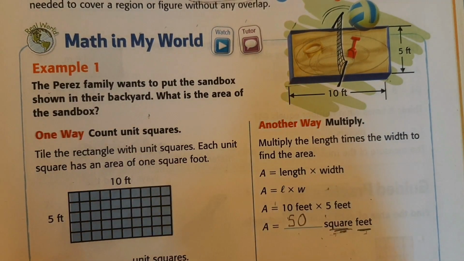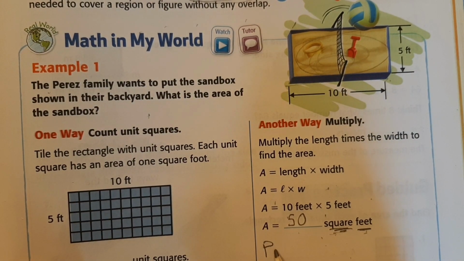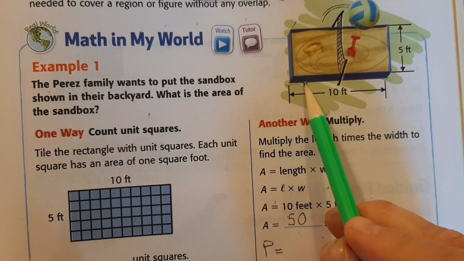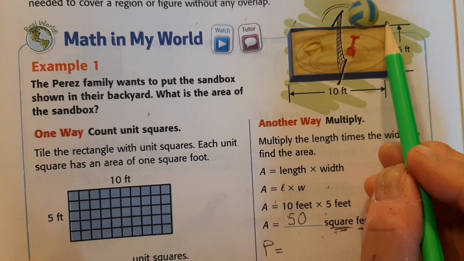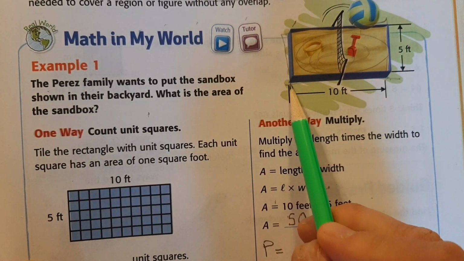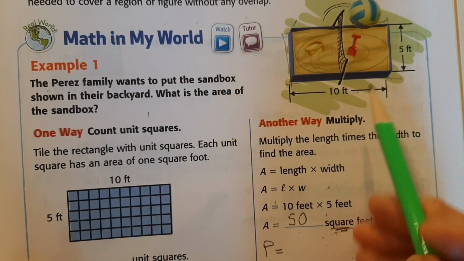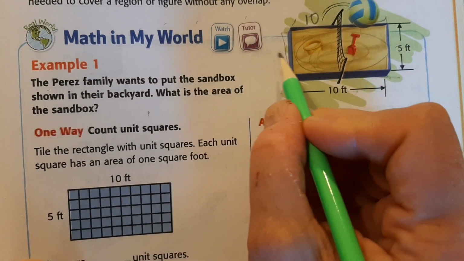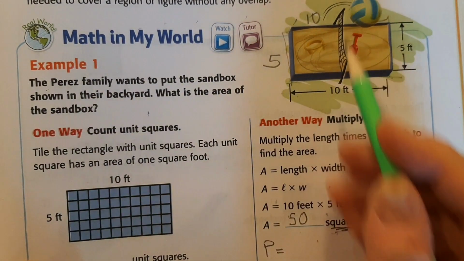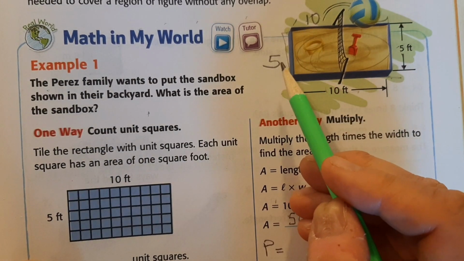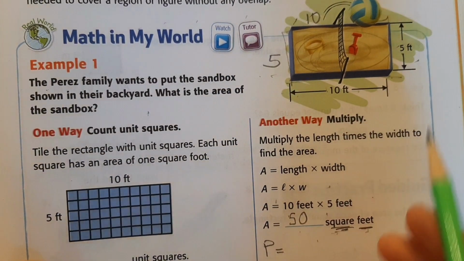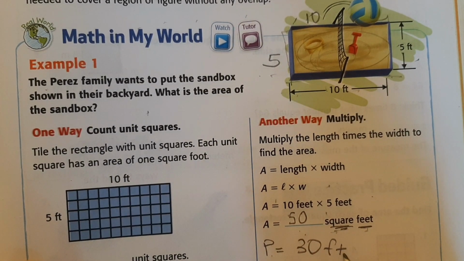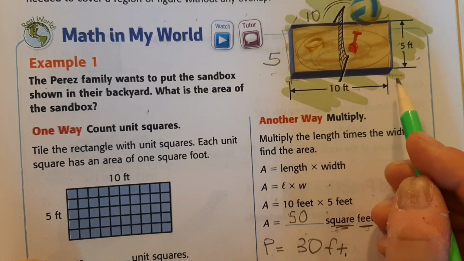Now, just for fun, we're going to find the perimeter. Now, remember, perimeter is the rim. So we want to find out how far around this sandbox is. So if this one is 10, right? And if this side is 5, then this side is 5. So you add those up. 10 plus 10 is 20, plus 5 plus 5 is 10, so that would be 30. So you would say the perimeter is 30 feet. Now it's not square feet because it's just the distance around.